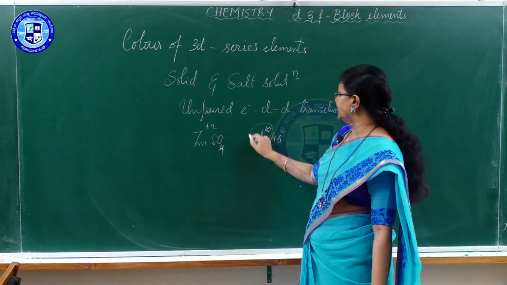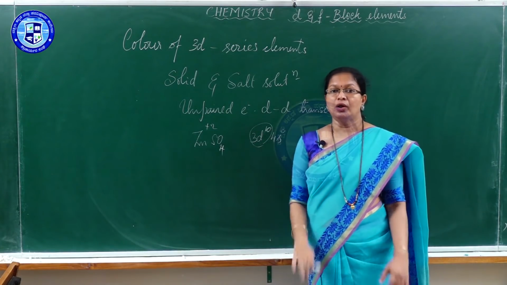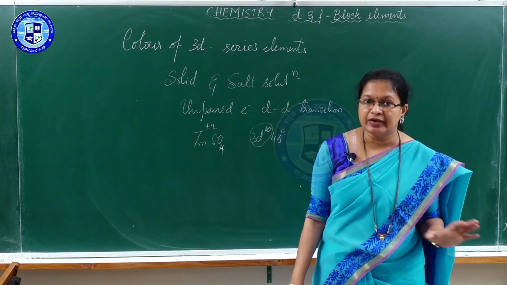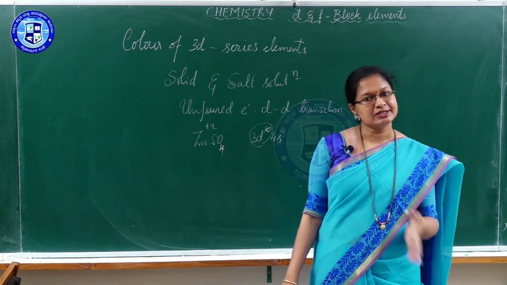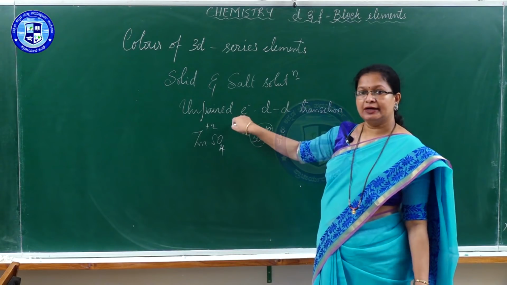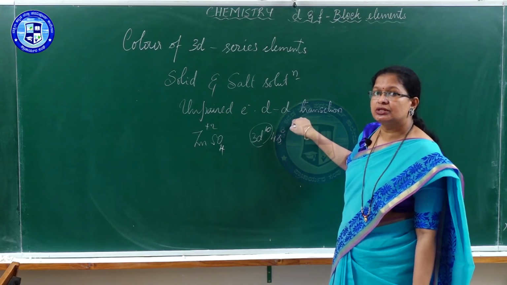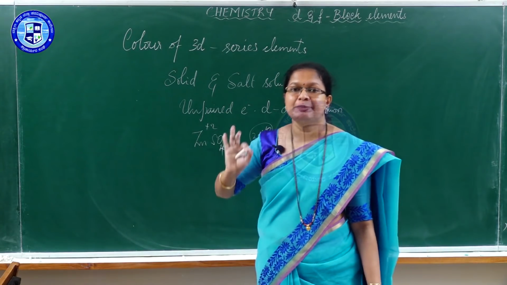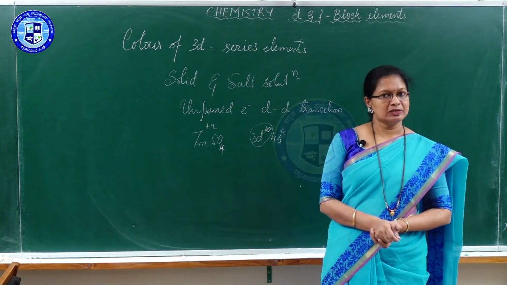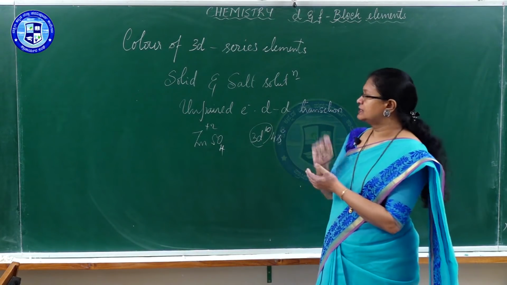Is there an unpaired electron in the d orbital? No, all electrons are paired up. Therefore, zinc sulfate does not have any color, either in the solid state or in the aqueous solution. That is why unpaired electrons which undergo d-d transition are important in order to exhibit color in these salts or salt solutions. We will see what is the meaning of this.